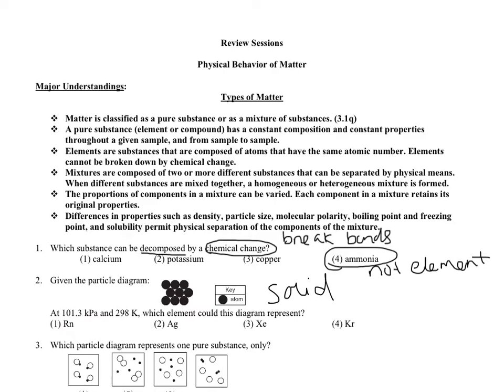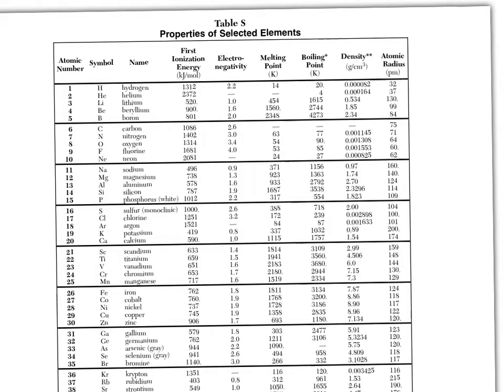Recall, to find the state of matter, we can use Reference Table S and create a number line. To figure out the state of matter at a given temperature, you create a number line using the given melting point and boiling point. And what you'll do with this number line is figure out where your number of interest lies. If your number of interest lies before the melting point, or to the left, you'll have a solid. If it lies between the melting point and boiling point, then you'll have a liquid. And if it lies after the boiling point, then you'll have a gas.